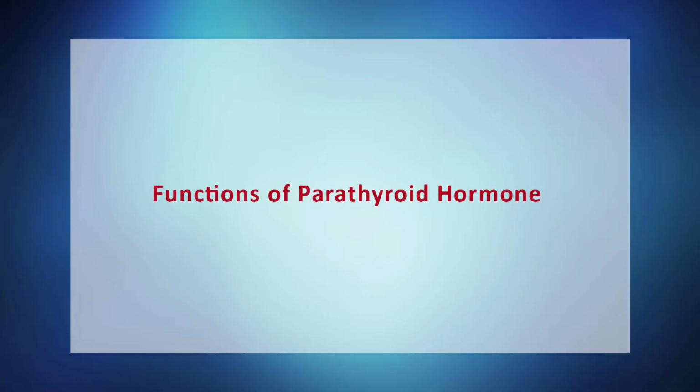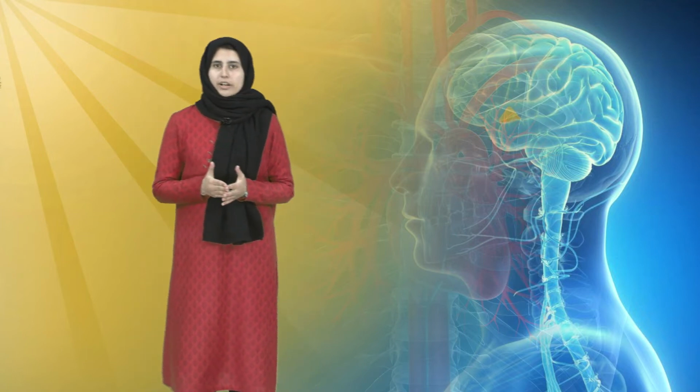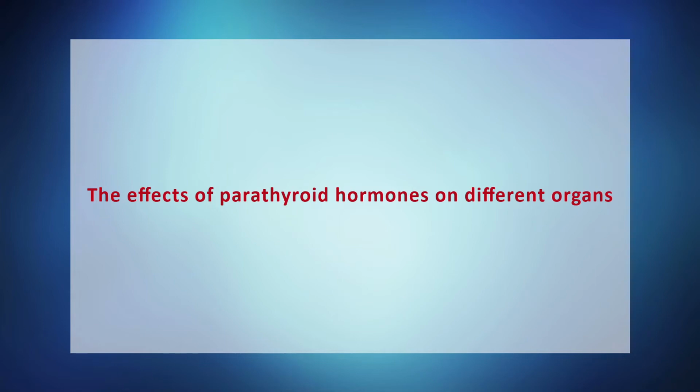Now, moving on to the functions. Parathyroid hormone is the most important regulator of blood calcium levels. The actions of parathyroid hormone on calcium regulation are shown in figure. We will now describe the effects of parathyroid hormone on different organs.